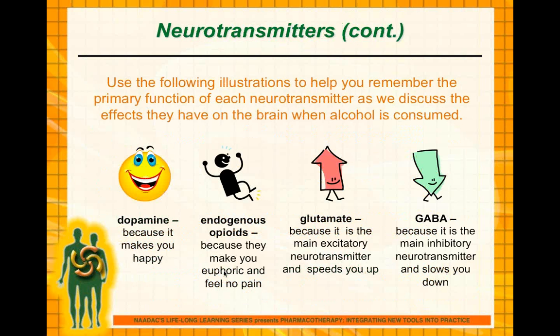Here's another way to look at them. As you might be able to tell from this presentation, I'm really big on visuals and trying to get the main points across. So I've come up with these little icons to help remind us what each of these neurotransmitters does as we progress. For dopamine, we've got a smiley face because it makes you happy. For endogenous opioids, we've got a little man jumping and kicking in excitement because it makes you feel euphoric and feel no pain. For glutamate, we've got an up arrow because it's the main excitatory neurotransmitter and generally speeds you up. And for GABA, we've got a down arrow because it's the main inhibitory neurotransmitter and generally slows you down. Again, we'll revisit all of these little icons as time goes on.